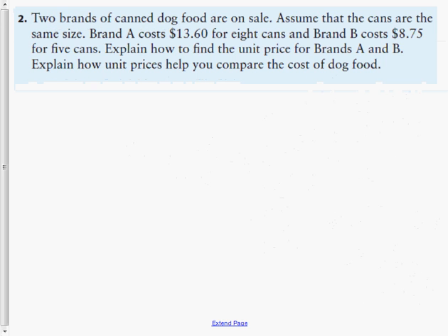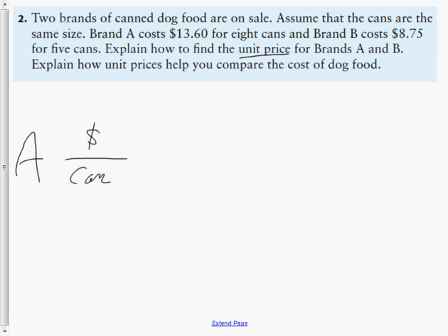That's just a rate. In the second question, 2 brands of canned dog food are on sale. Assuming that the cans are the same size, brand A costs $13.60 for 8 cans and brand B costs $8.75 for 5 cans. Explain how to find a unit price for brands A and B. So the first thing I have to do is ask myself, do I want to know the cost per can or per dollar? And when you say it, you realize you want to know the cost per can, which means your second term is going to be cans and your top term is going to be dollars.